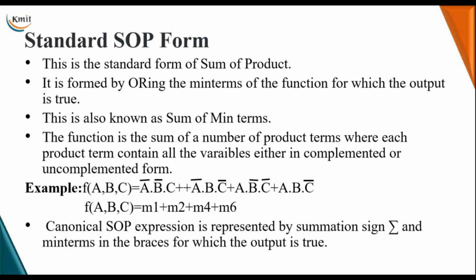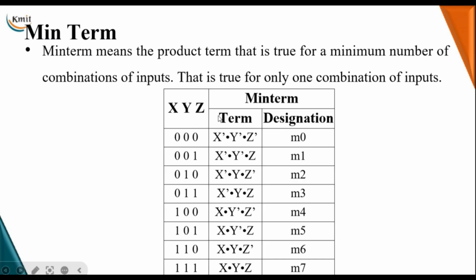Now there is another, third way of representing your function in SSOP or canonical expression: using the summation symbol sigma, and writing the minterms inside parentheses which give the output value true. We represent the minterms, the product terms having a true output value, with the minimum number of combinations of inputs. The possible inputs for 3 input variables total 8, so the designation starts from M0 to M7.